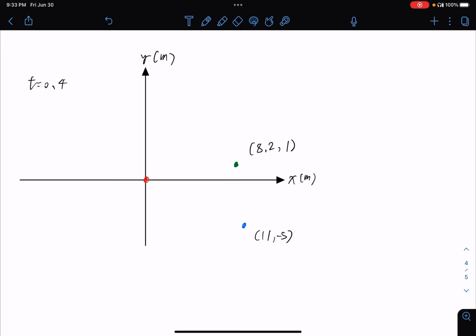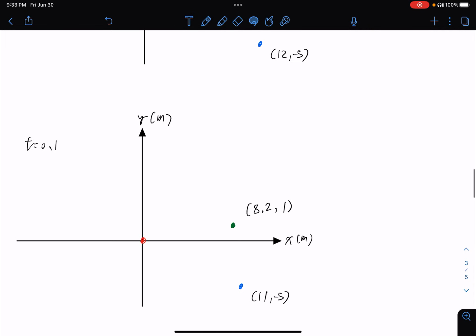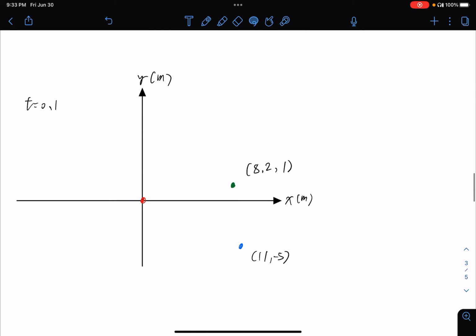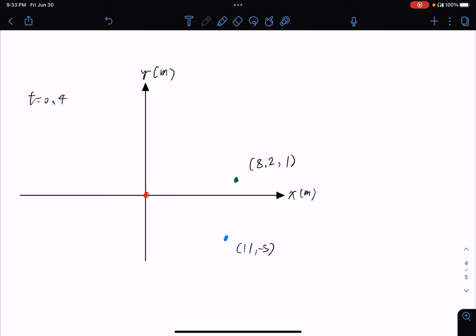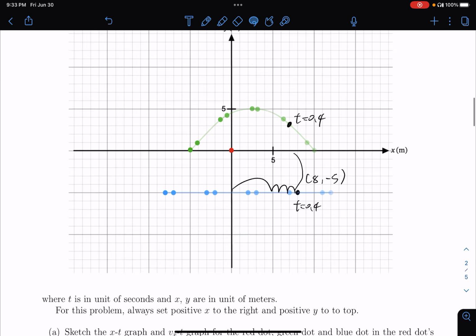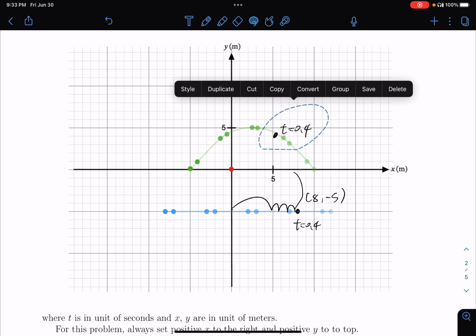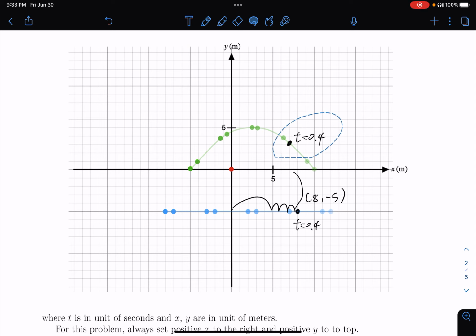moves to 8 and -5. Now for the green dot, the x looks like it is 5, 6, 7, right on 7. And for the y position, it goes 1, 2, 3, and a little bit, let's call it 0.1. So 3.1 for the y and 7 for the x.